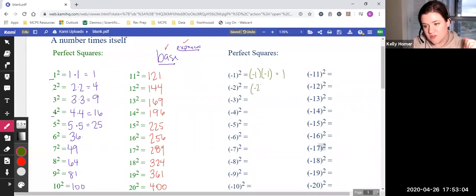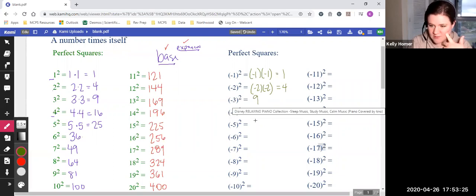Here we have a -2 times a -2. A negative times a negative is always a positive, right? So even if it is a negative number squared, it's always going to have a positive result because any number times itself will be positive. So -3 times -3 is 9. -4 times -4 is 16.